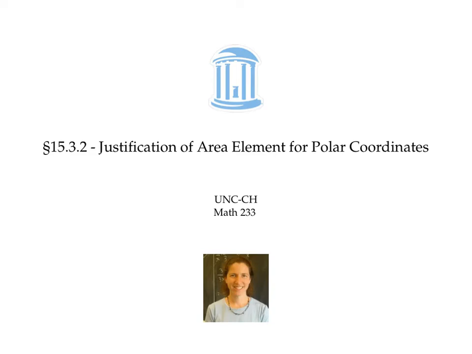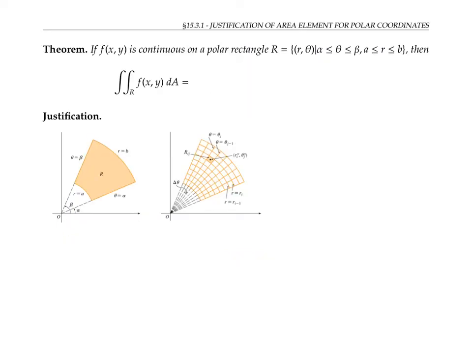This video gives a justification for why we throw in the r dr d theta when we integrate using polar coordinates. Recall that when we integrate using polar coordinates, we convert the x's to r cosine theta, the y's to r sine theta. We put the bounds of integration in terms of r and theta. And we throw in this area element of r dr d theta. Let's see why this works.